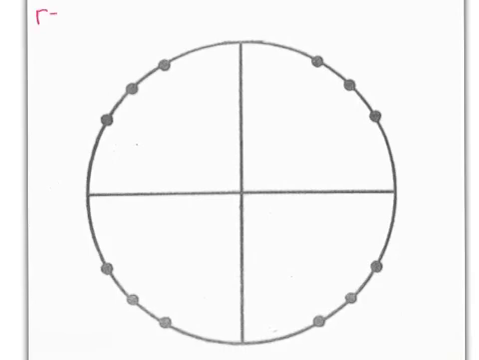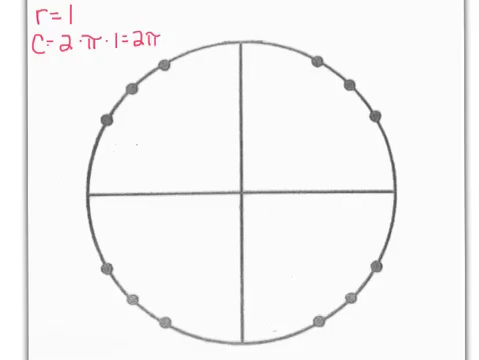Okay? So remember in the last video I told you that the radius of a unit circle was equal to 1. So if I wanted to do the circumference of a unit circle, I would do 2 times pi times 1, which is really just 2 pi. Okay?